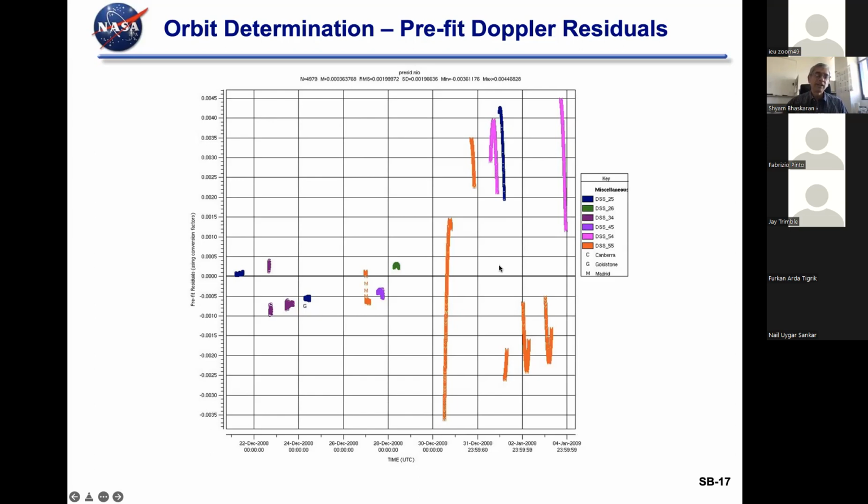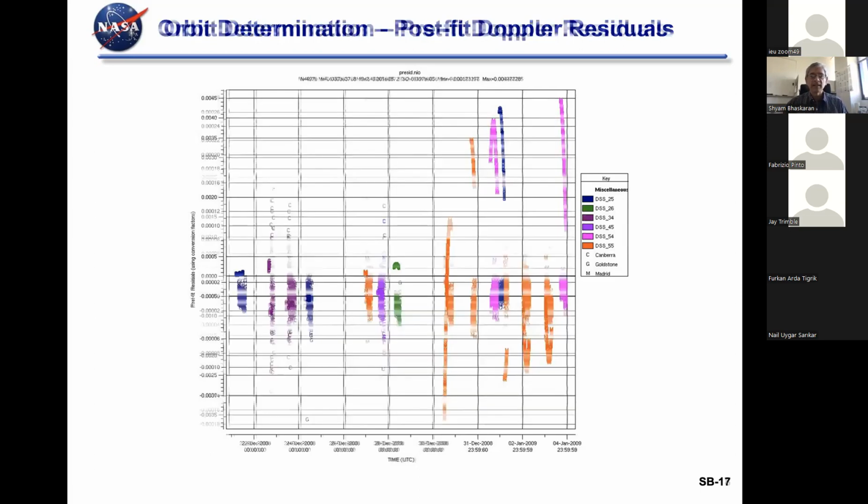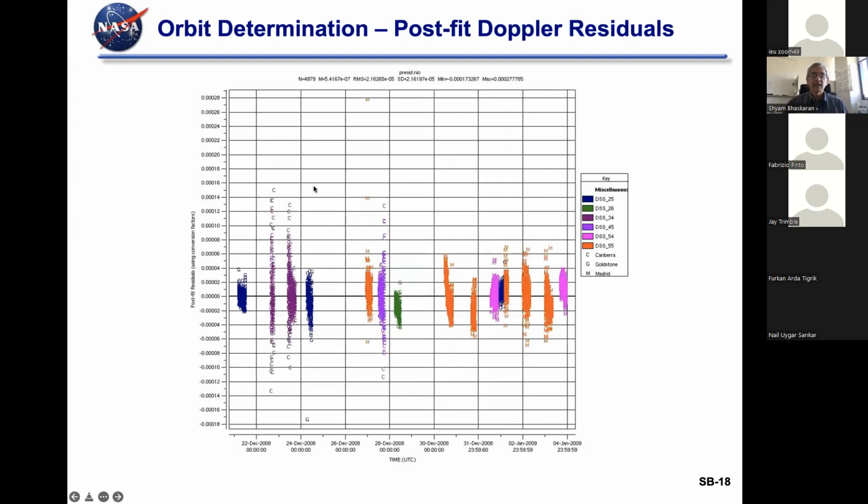So we go through this iterative least squares process and we iterate and iterate until we get to the point where it looks something like this. This now tells us that we fit the tracking data model perfectly. It's flat across the entire time span. What you see here is mostly random noise. If you zoom in on any one of these tracking passes, you'll just see a scatter of points that look more or less like random noise. And this tells us that our fit is now good, and we now know where the spacecraft is.